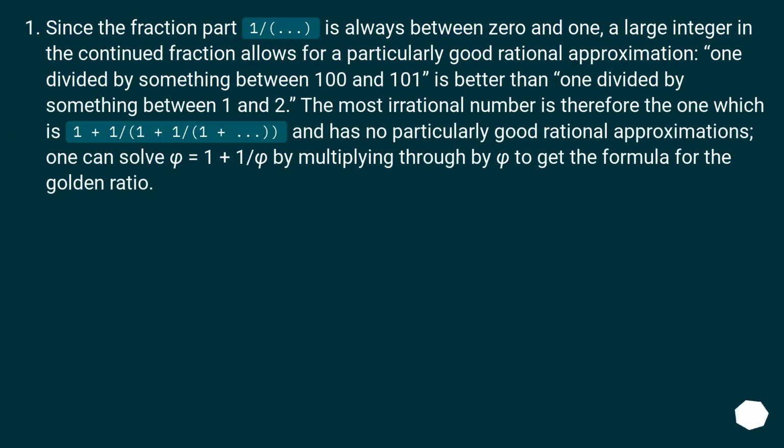Since the fraction part 1 slash ... is always between 0 and 1, a large integer in the continued fraction allows for a particularly good rational approximation: 1 divided by something between 100 and 101 is better than 1 divided by something between 1 and 2. The most irrational number is therefore the one which is 1 plus 1 slash 1 plus 1 slash 1 plus ..., and has no particularly good rational approximations. One can solve phi equals 1 plus 1 slash phi by multiplying through by phi to get the formula for the golden ratio.